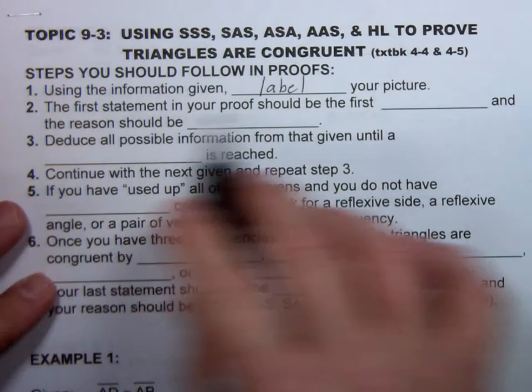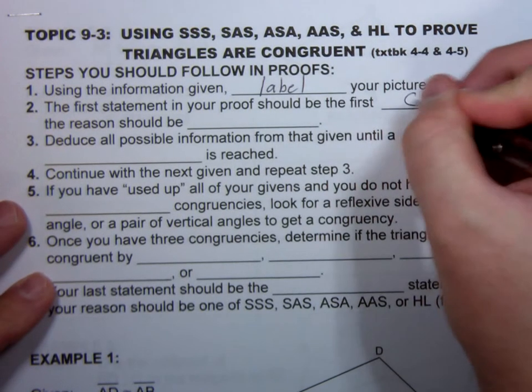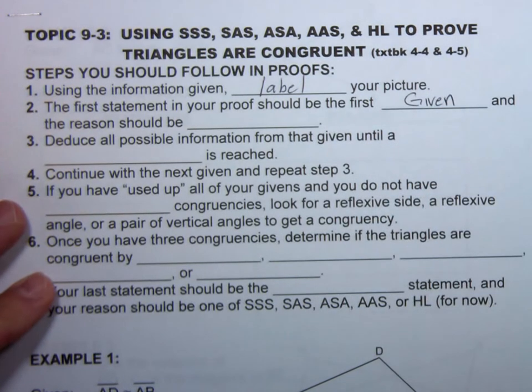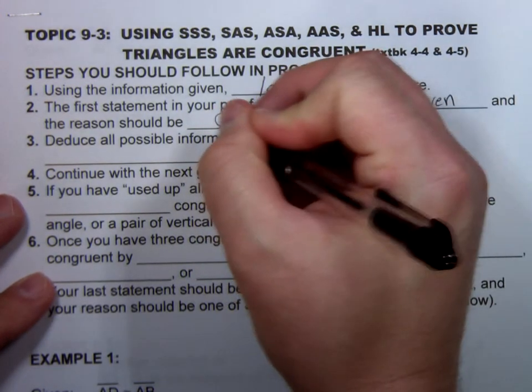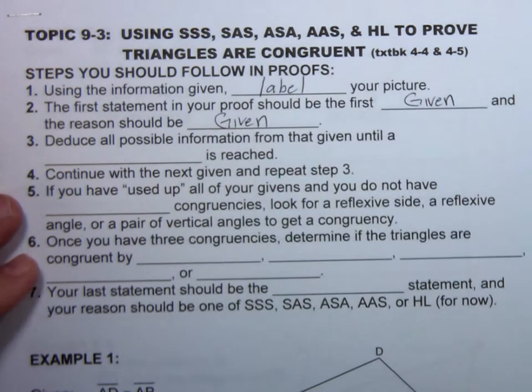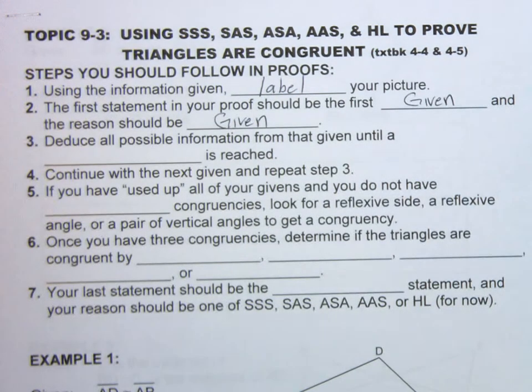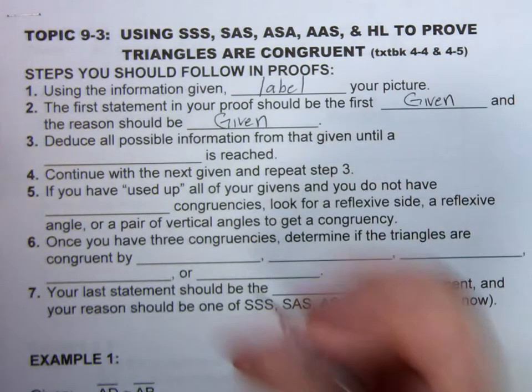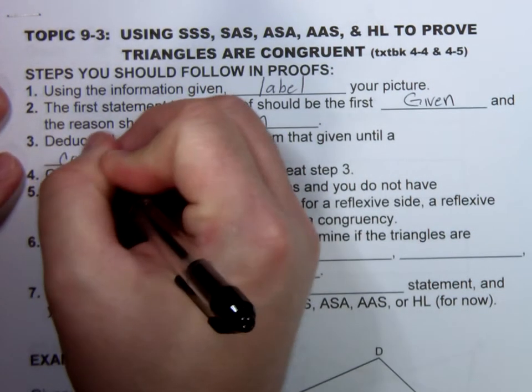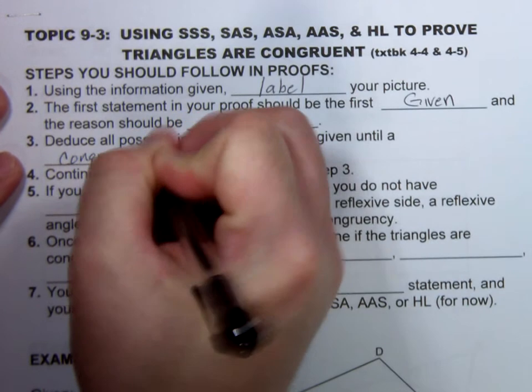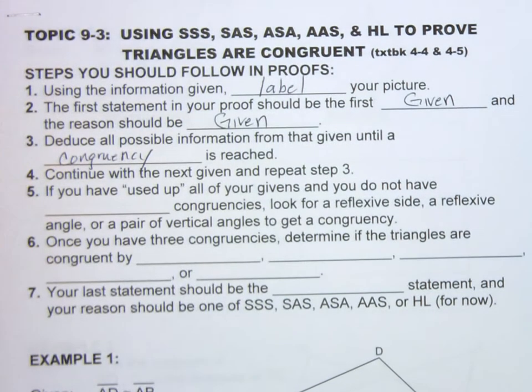Then the first statement of your proof should always be what was given, and the reason for any given information will always be that it was given. Okay, deduce all possible information from that given until a congruency is reached. If we're trying to prove that triangles are congruent, we need to know some sides and/or angles are congruent to each other. So any given information, if it's going to lead us to proving the triangles congruent, is going to have to lead to some pair of sides or some pair of angles being congruent.